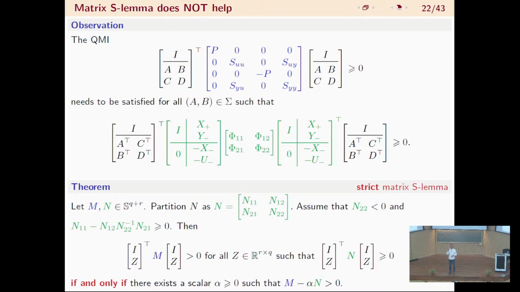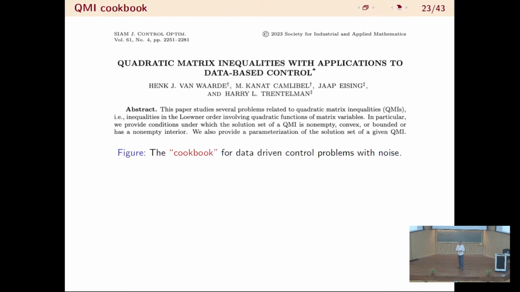So I need to do two things to begin with. Somehow change from ABCD to its transpose. And secondly, I need a certain matrix S lemma for non-strict inequality. If I can manage these two, then I can write down conditions on data for dissipativity analysis. And then what should I do? Well, we have the cookbook.